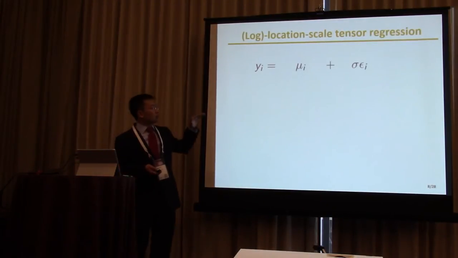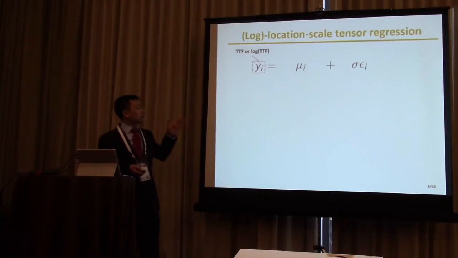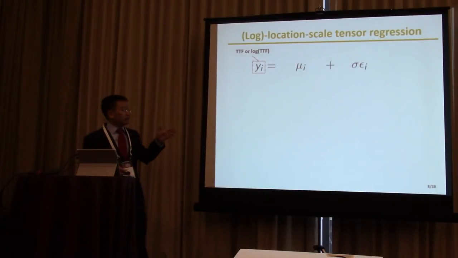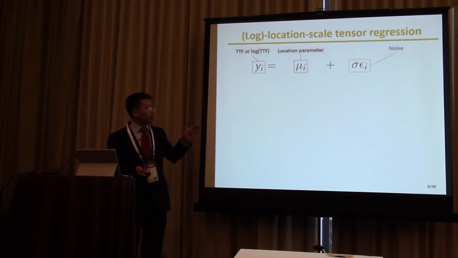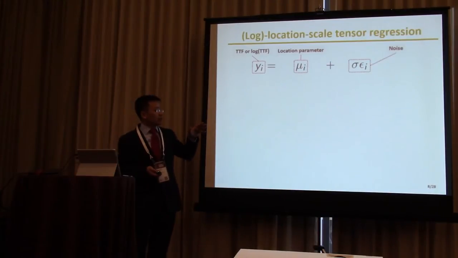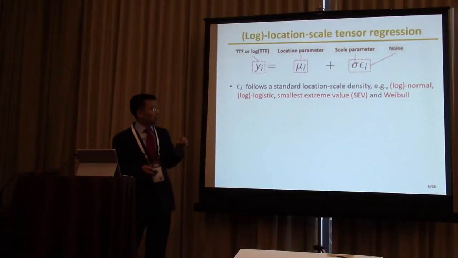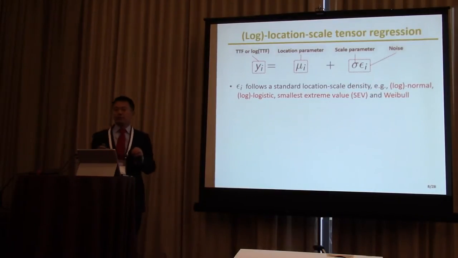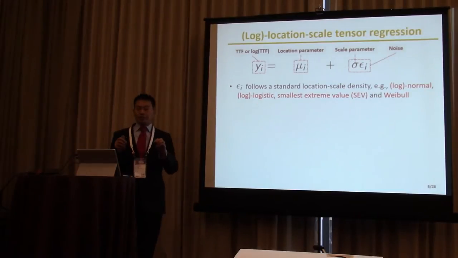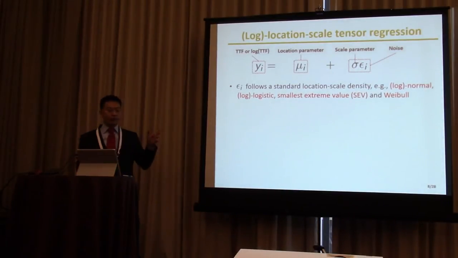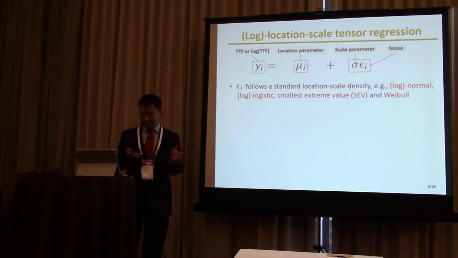This is a location-scale regression model where the response y is the TTF or the log TTF, mu_i is the location parameter, and sigma times epsilon_i is the noise term, and sigma there is called the scale parameter. And this model is widely used in reliability engineering, and it includes a lot of specific distributions, like normal, lognormal, logistic, log-logistic, SEV, and Weibull.